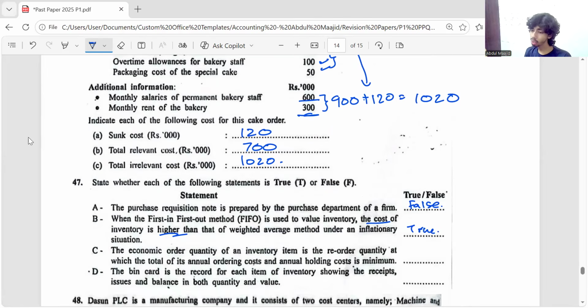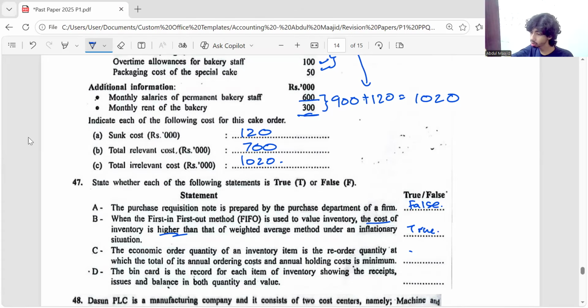C, the economic order quantity of an inventory item is the reorder quantity at which the total of its annual holding cost and annual ordering cost is at its minimum. Correct. EOQ is the amount of units at which when you order, your total cost will be at the lowest. Total cost means the total ordering cost and holding cost.